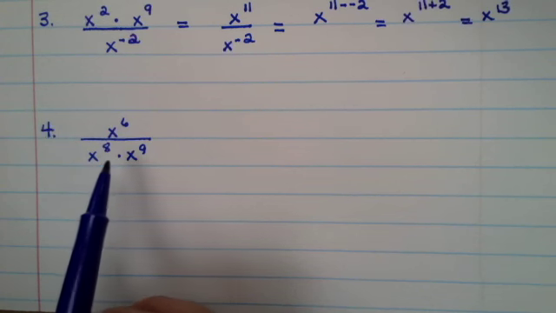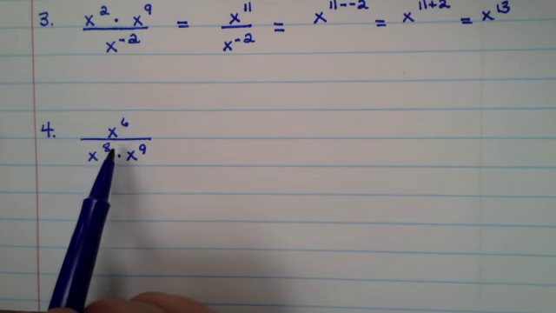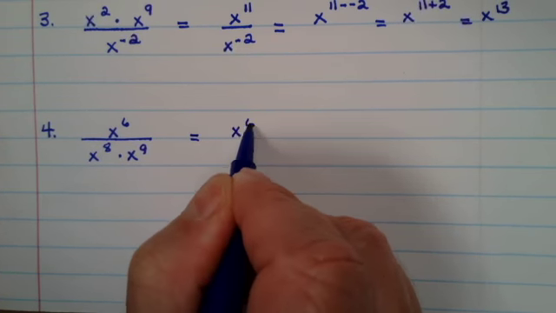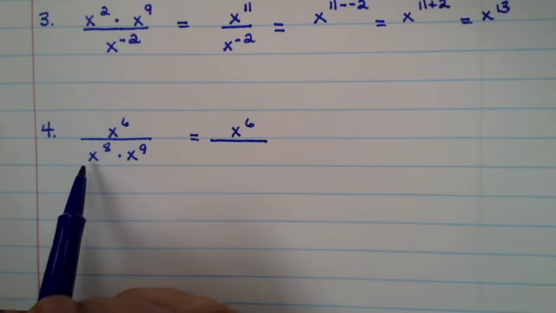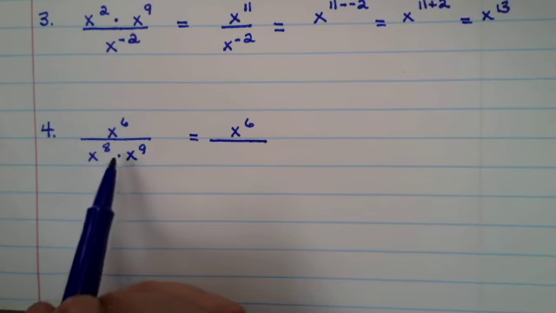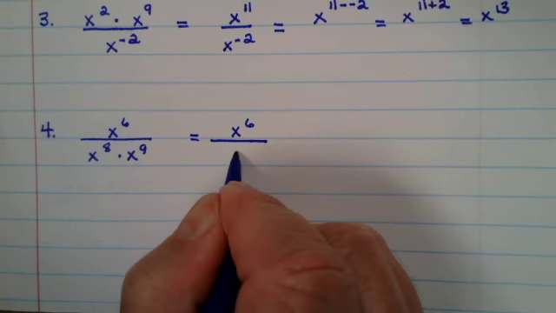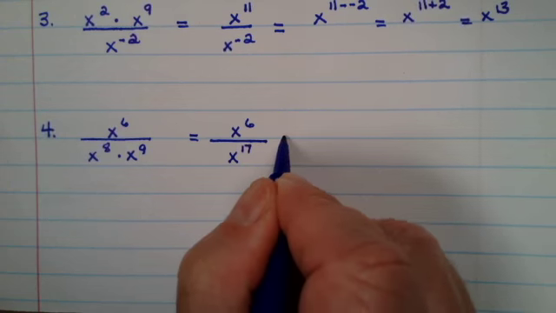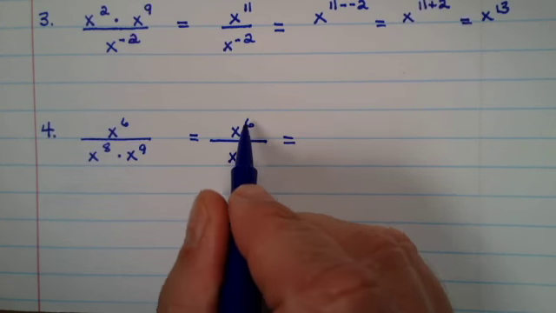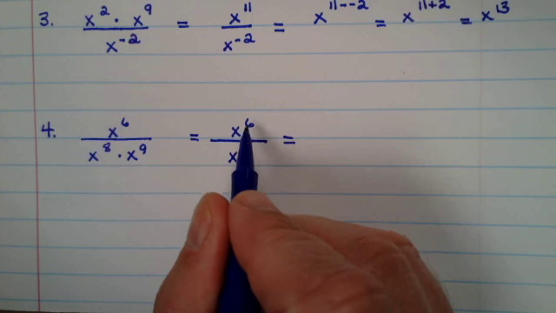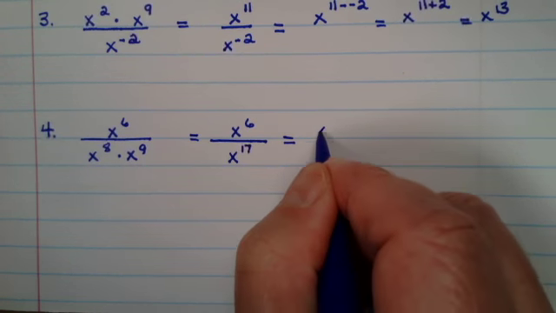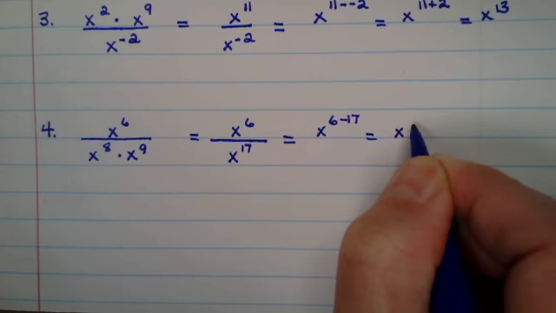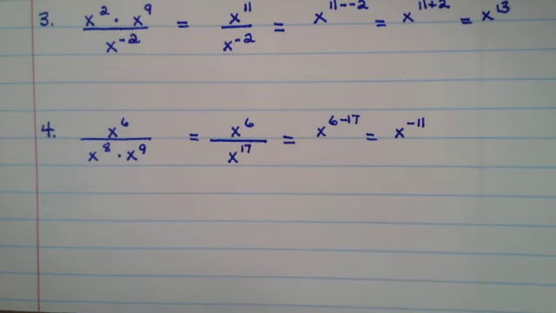Problem number 4. I need to resolve what's in the bottom here before I do any dividing. So I'm going to leave the top alone, and I'm going to multiply in the bottom. My rule for multiplying: if I multiply, what do I do with my exponents? Add those together, and I get 17. Rule for dividing: what do I need to do with my exponents when I divide? I need to subtract. This is going to be 6 minus 17. 6 minus 17 is negative 11.